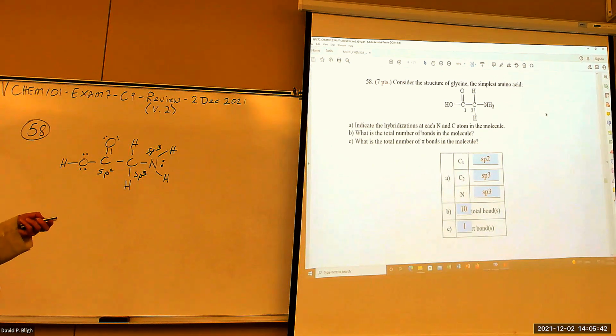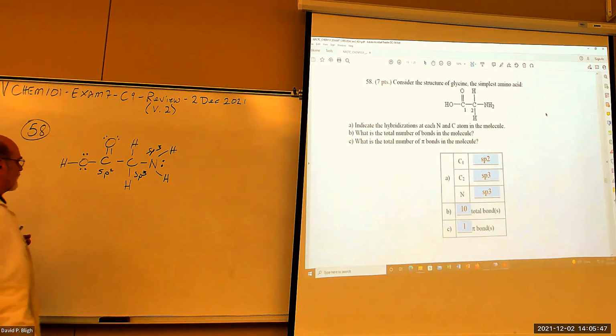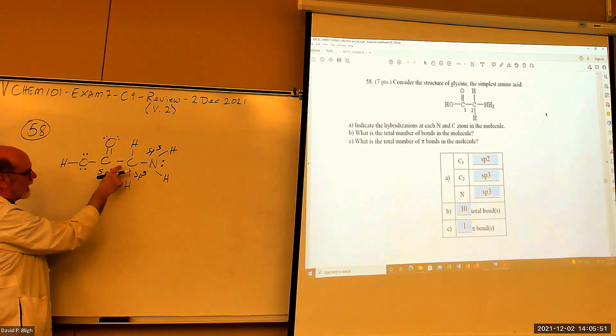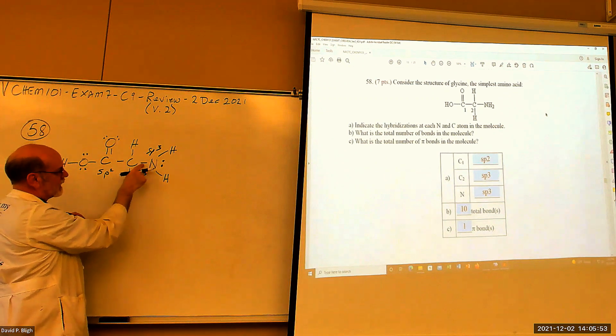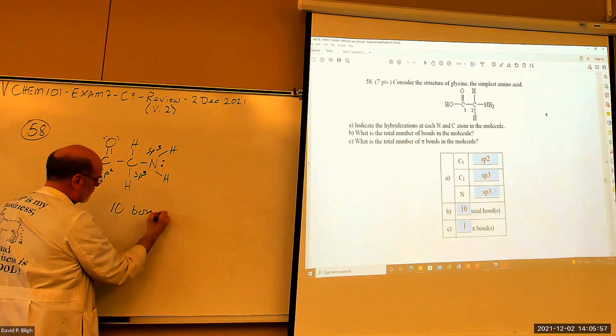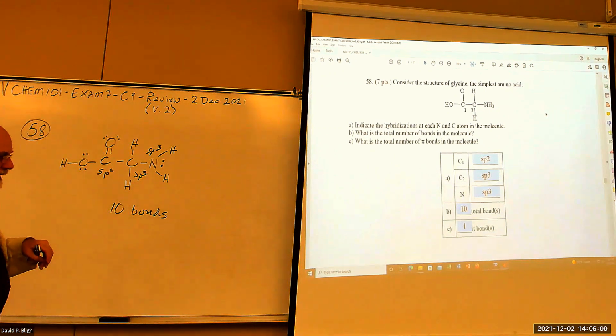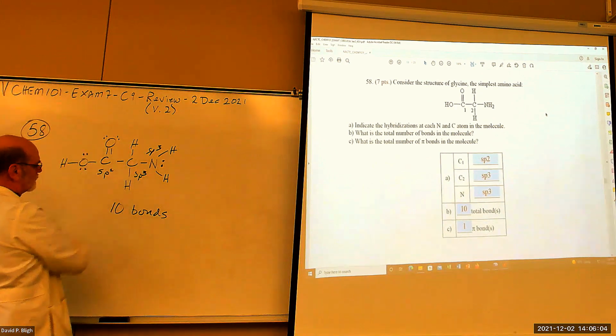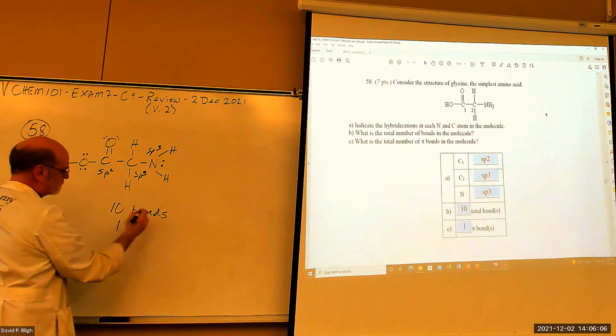And then what are the total number of bonds in the molecule? The total number of bonds is 1, 2, 3, 4, 5, 6, 7, 8, 9, 10. 10 bonds. How many pi bonds? Only one. 1 pi.